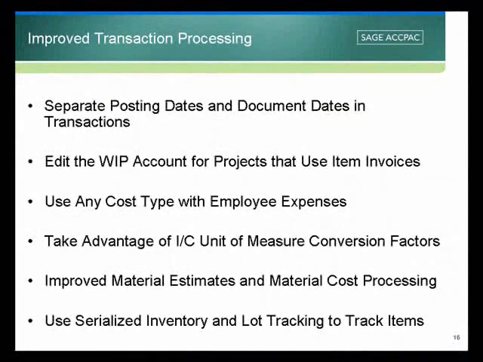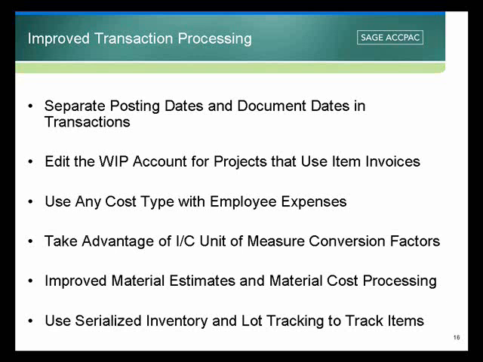Improved transaction processing. Use separate posting dates and document dates in transactions. Consistent with changes in other Sage Accpac ERP modules, you can now specify posting date in addition to transaction date, if you want to post a transaction to General Ledger using a different date than the date of the transaction. Edit the Work in Process account for projects that use item invoices. You can now edit the Work in Process account in transactions for all projects that use item invoices. Previously, you could change the Work in Process account only for time and materials projects.